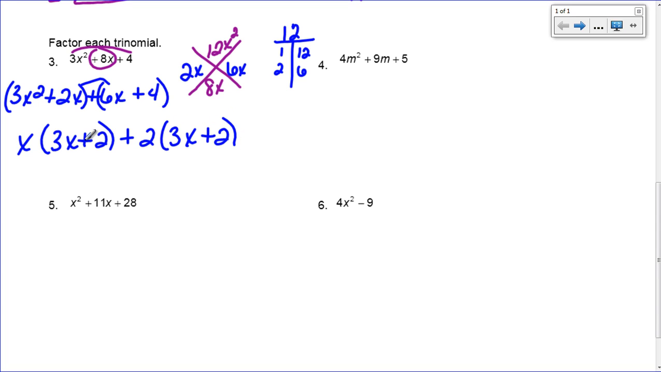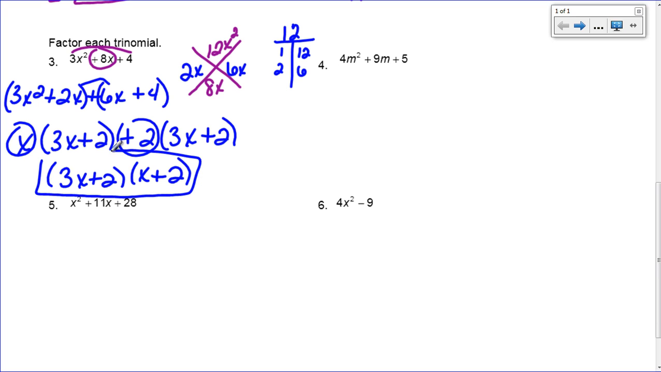And you'll notice my parentheses match. So my two factors are 3x plus 2 and x plus 2. And that's your solution. Here is your answer. You have factored that trinomial. And if you want to be sure, do the double distributive property. See if you get 3x squared plus 8x plus 4. If you do, you're correct. If you don't, you made a mistake.